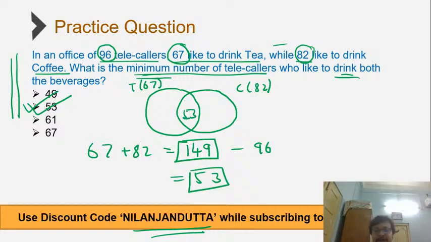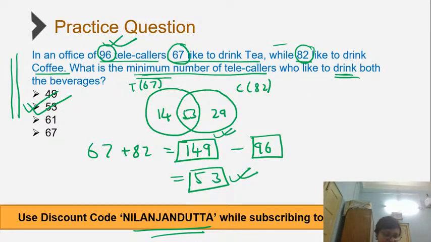If I look at the count, if this is 53, this becomes 14, this becomes 29. The total of 14, 53 and 29 comes out to be 96. The main thing is add both the categories. That is giving me a total of 149. The problem is with 96 people, I can achieve a maximum count of 96 into 1, which means the rest 53 has to be people who are in both the beverages category. Hence the answer is option B, 53.